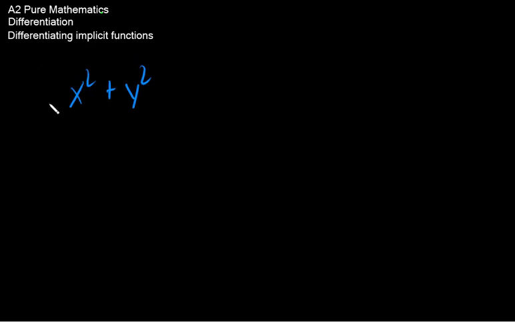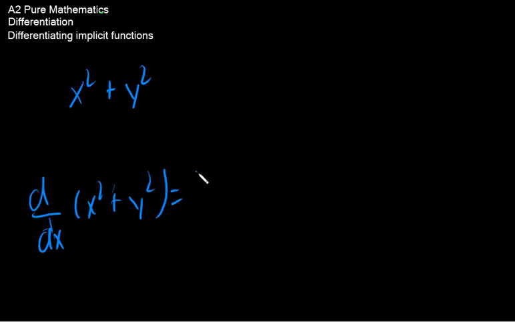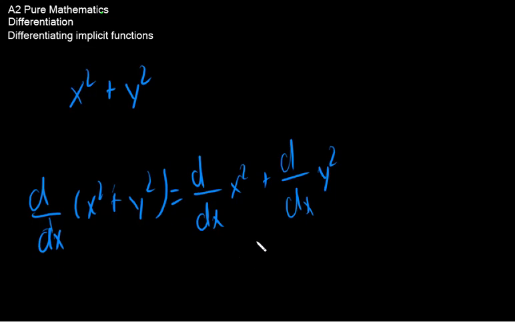Let's say we write the differentiation of these functions as d over dx. d over dx of x squared plus y squared is the differentiation of x squared plus y squared. Now this is equal to d over dx. You can do all these exercises in a similar way: d over dx of x squared plus d over dx of y squared. Now this is d over dx of x squared.